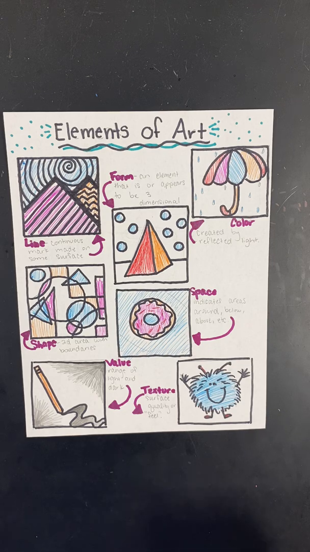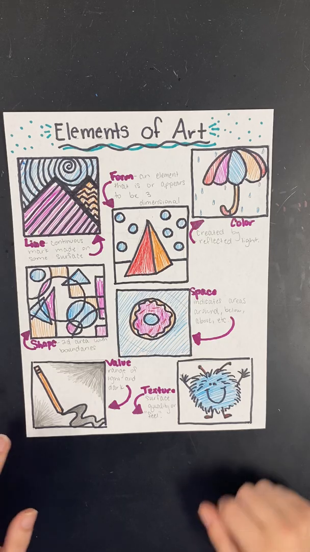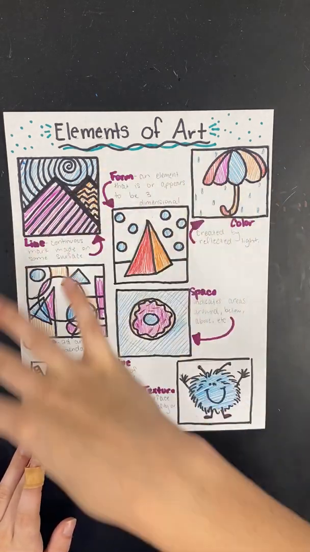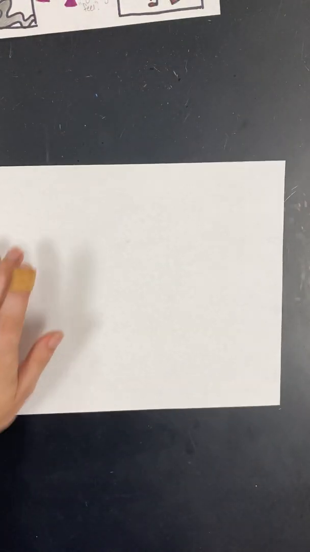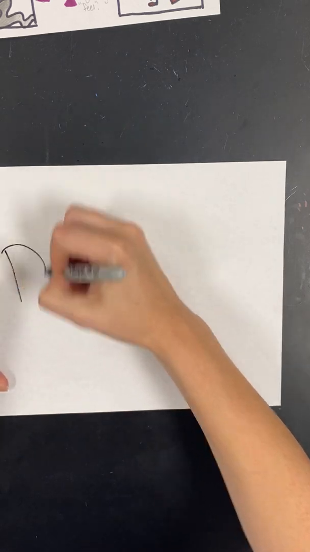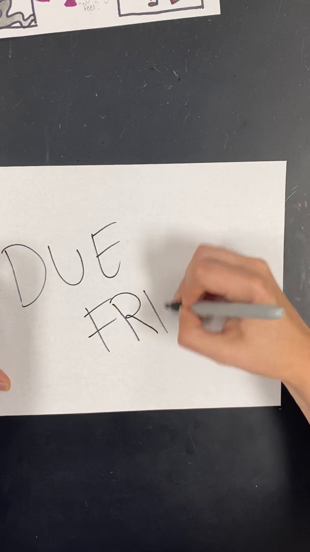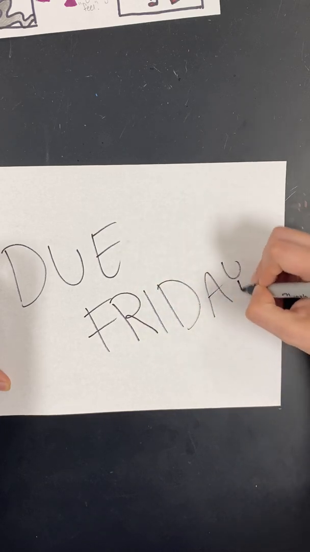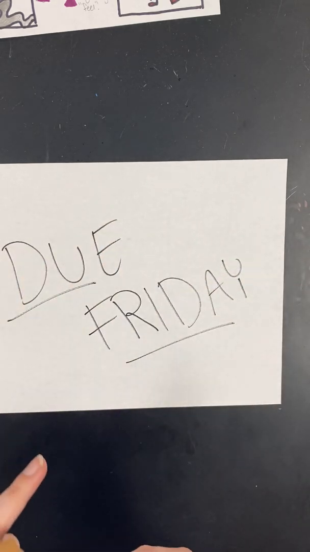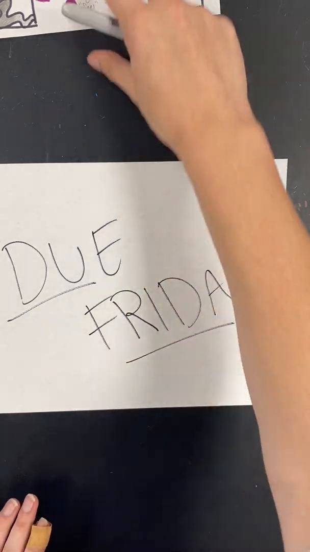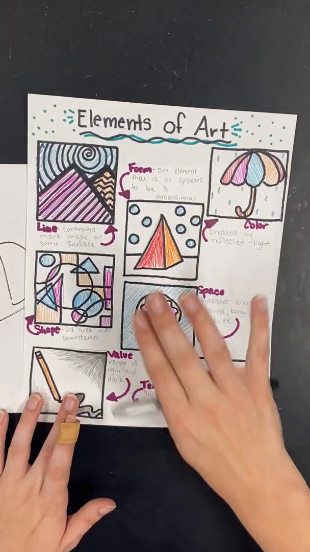Which actually is what I wanted to talk to you about next. But before we do that, this project right here is going to be due on Friday. So I'll write that back here in big words. All right, so due Friday. All right. So you have until then to work on your elements of art labeling sheet, okay? That is when this is due.